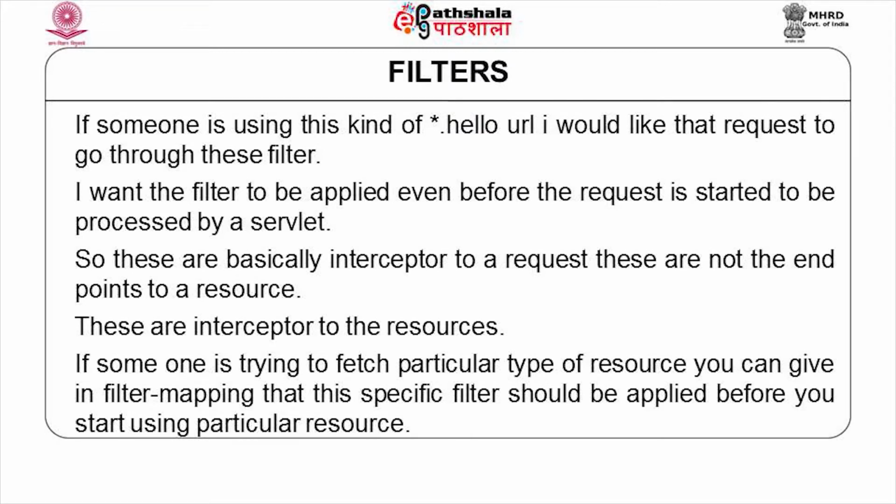If someone is trying to access a particular resource, you could set it up in the filter mapping that this specific filter should be applied, should be used before you enter into using this particular resource. So, that is where we have the filter mapping giving a filter name and the URL pattern. The URL pattern is not defining a new URL, rather specifying the URLs for which this filter becomes applicable. Okay. Let us see what exactly happens.